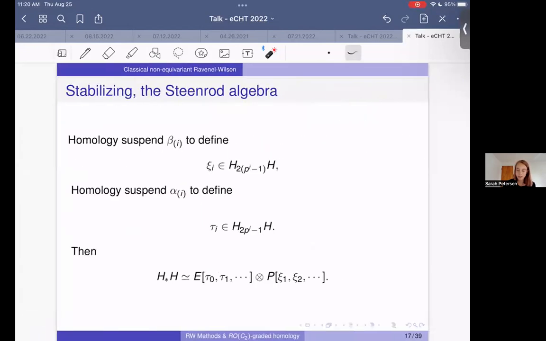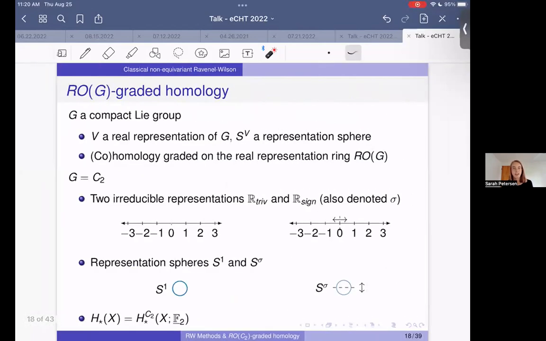Okay. So transitioning to the equivariant case, we'll now be considering RO(G)-graded homology. So in this setting, G is allowed to be a compact Lie group, and we consider real representations of G and form representation spheres by taking the one-point compactification of V and grade our homology on the real representation ring of G. So in this talk, we'll be considering a very small group. We'll be considering the group G is cyclic of order 2.